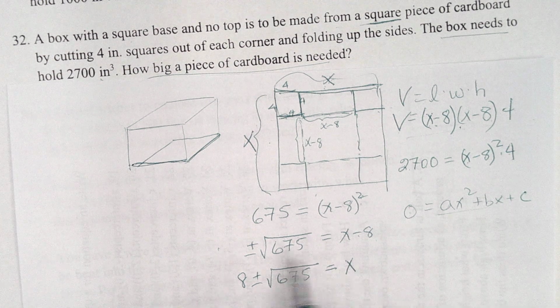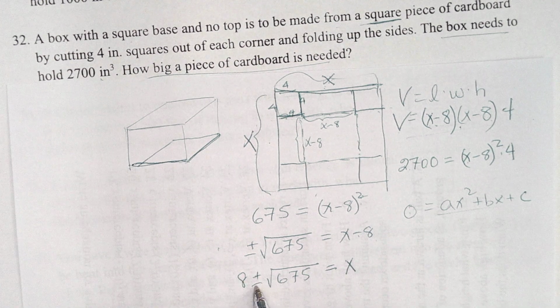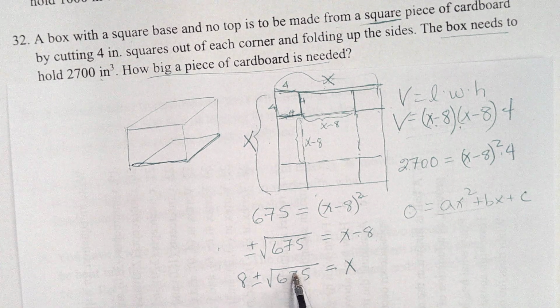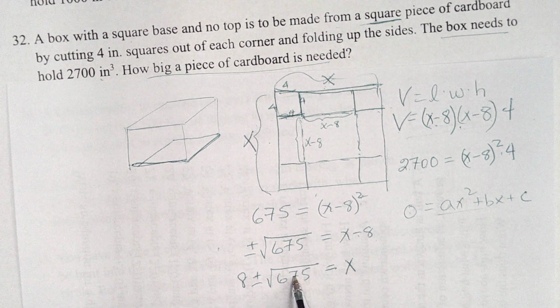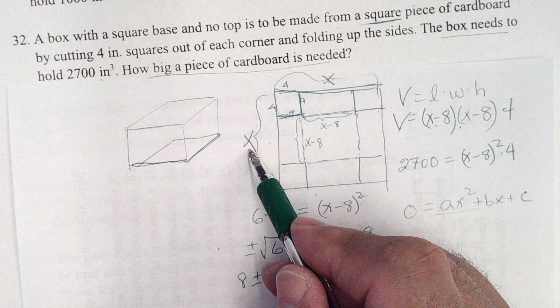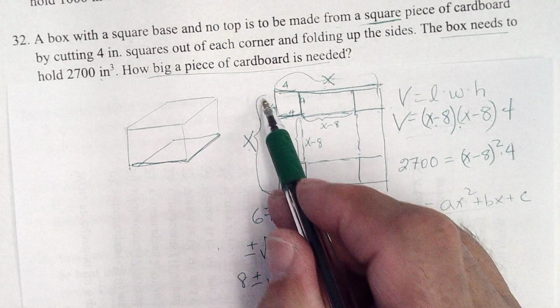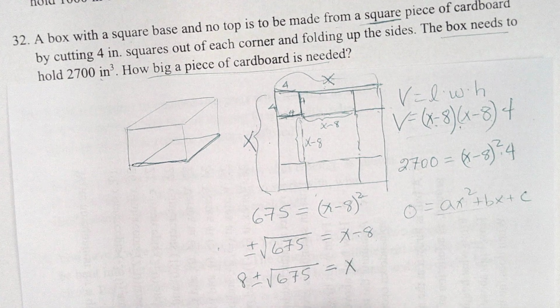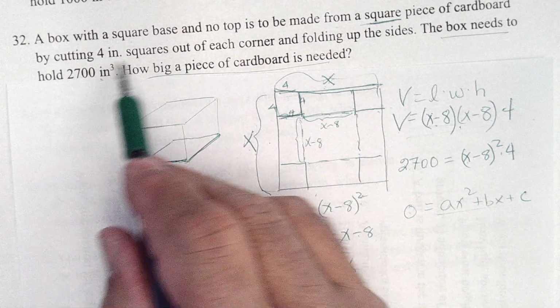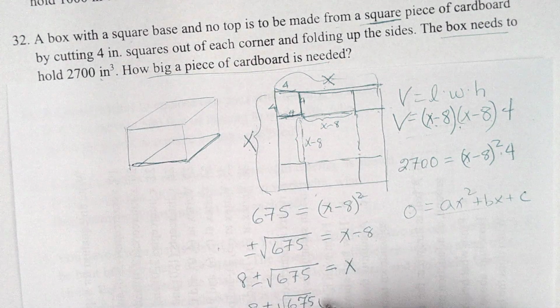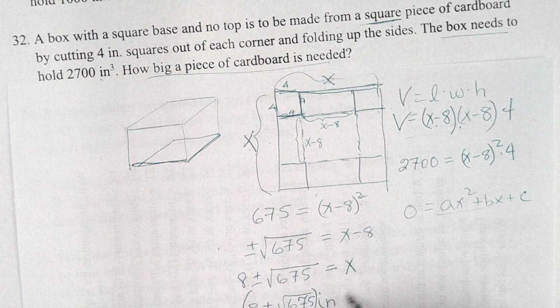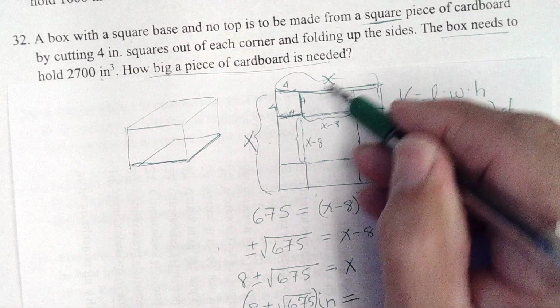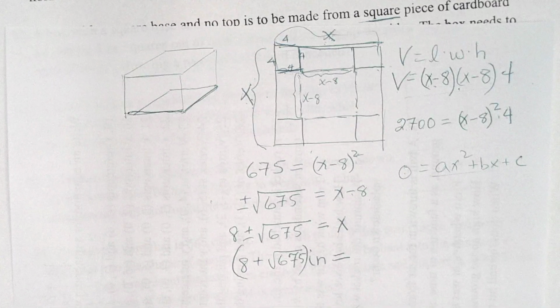So the size of the paper is either 8 plus this or 8 minus this. Well, 8 squared is 64. This is way bigger, so 8 minus this would be negative. And we don't want a negative size paper, so the side of the cardboard must be 8 plus the square root of 675. And we're doing this in inches, so this many inches is the length and the width of the cardboard.